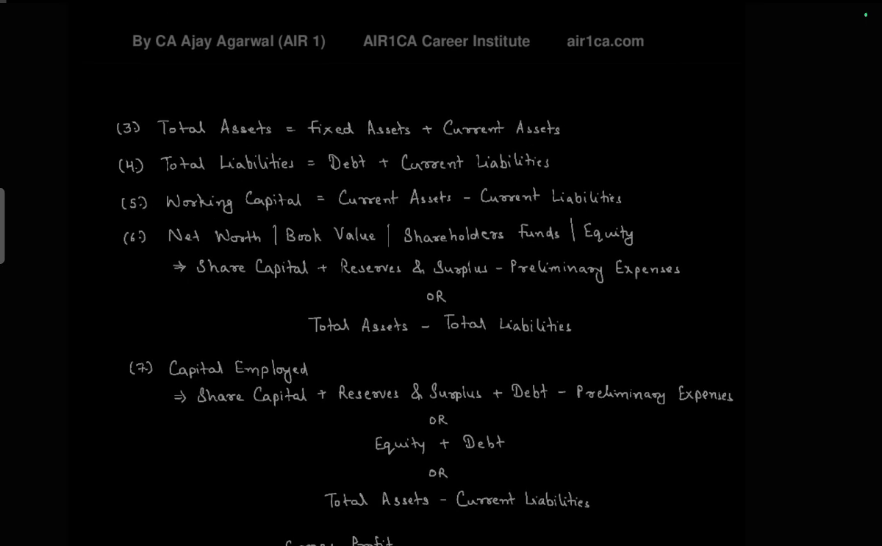Then what is net worth? Net worth is usually share capital plus reserves and surplus. Net worth, book value, shareholders' fund and equity, these all you want to know. Share capital plus reserve surplus minus preliminary expenses. Preliminary expenses are on the asset side, so you should subtract them to get the net worth. Total asset minus total liability is also net worth.